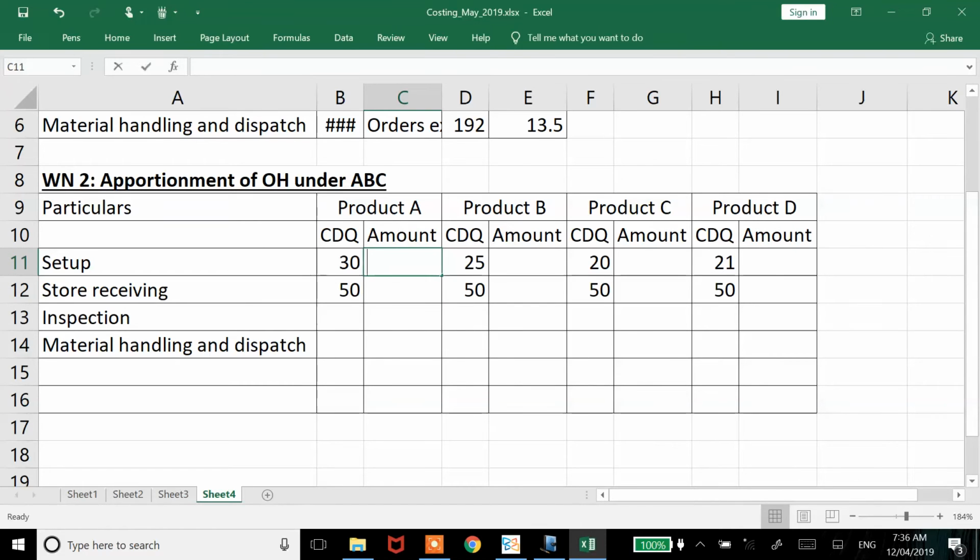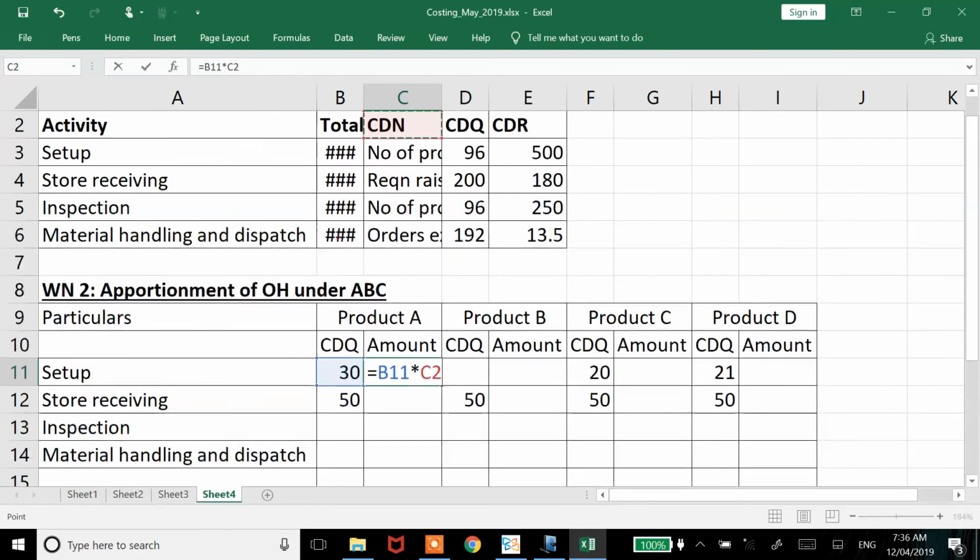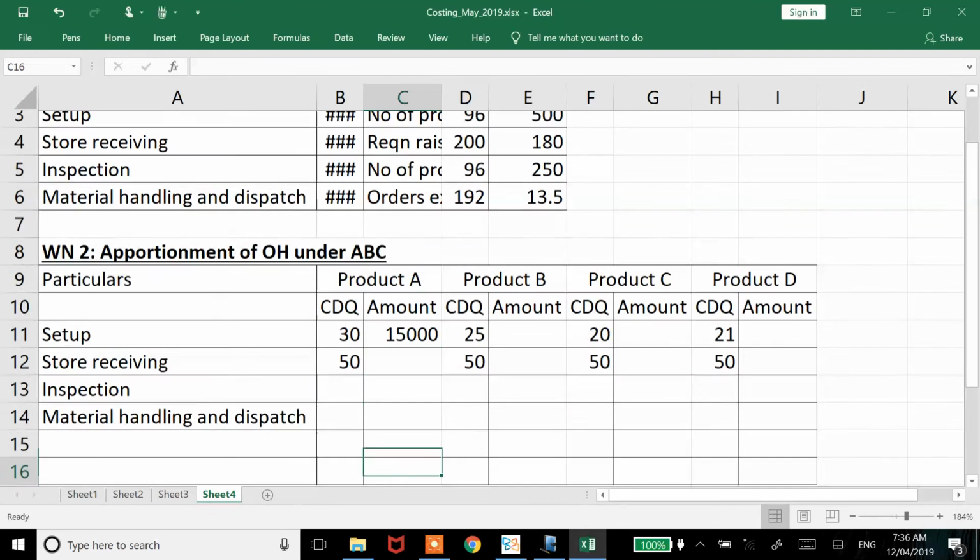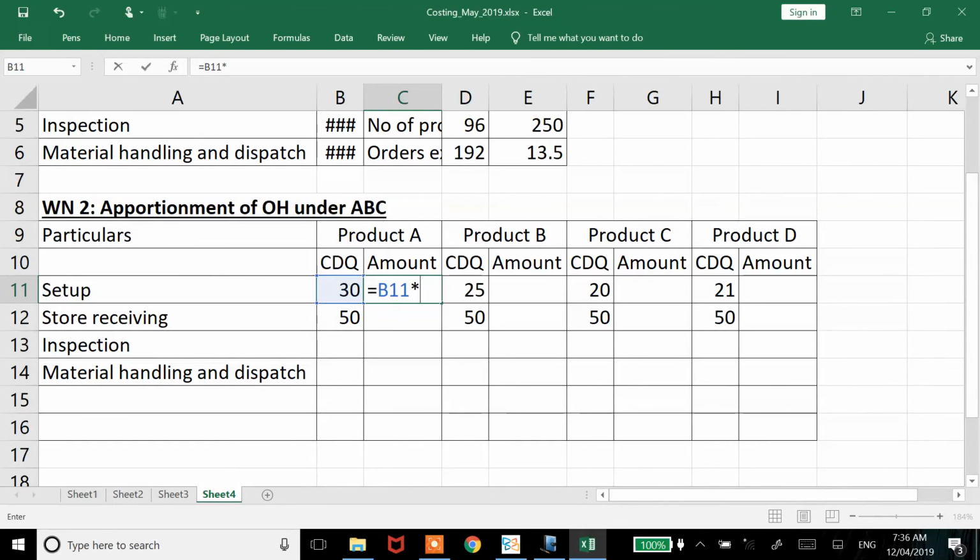Listen, once we are done with this, we'll take this 30 and multiply it with the CDR which we had calculated, which is 500. So in this step we do 30 into 500, 25 into 500, 20 into 500, 21 into 500. Similarly, what is the cost driver rate for the second activity? 50 into 180, again 50 into 180, 50 into 180, 50 into 180. Like that you keep writing the CDQ and do the multiplication with the CDR we calculated earlier. Complete this, I'll come in 2 minutes.